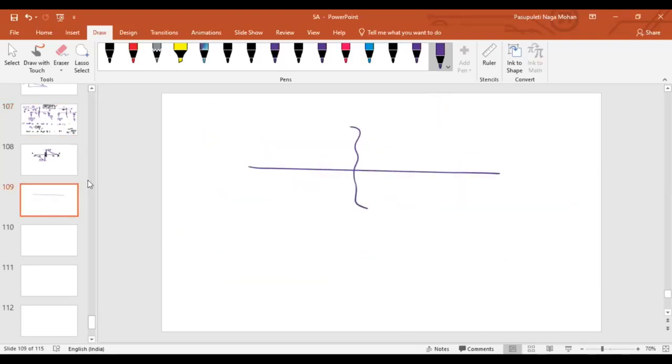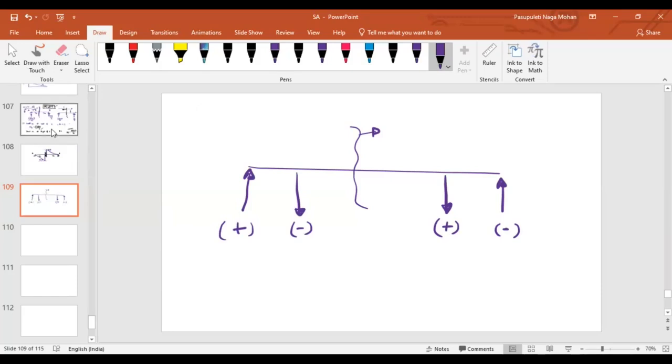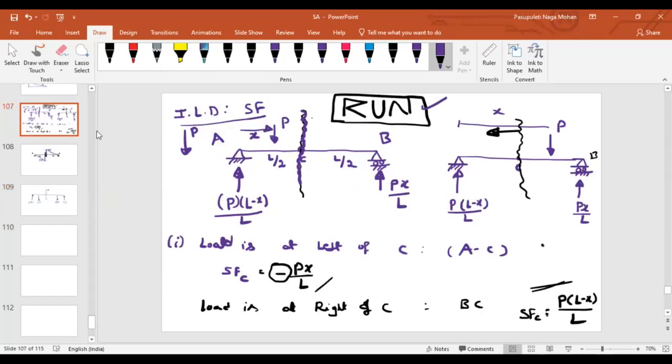Imagine I'm talking about a section. If there is a force like this on the right side, an upward force will be negative. If the force is downward, it will be positive. Similarly, on the left side, this will be positive and this will be negative, isn't it? Yes, sir. Now, in this section, if you look at the right side, how many forces are there?